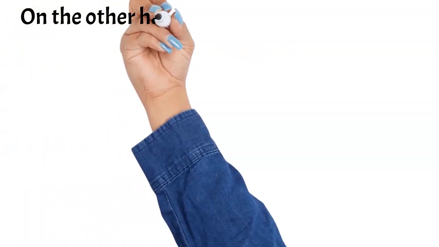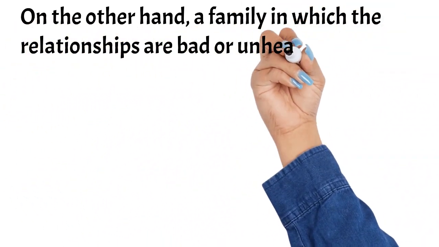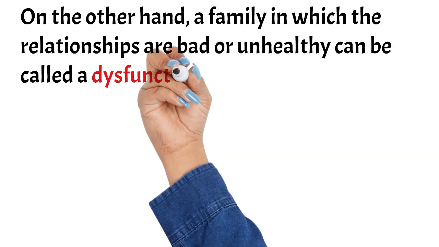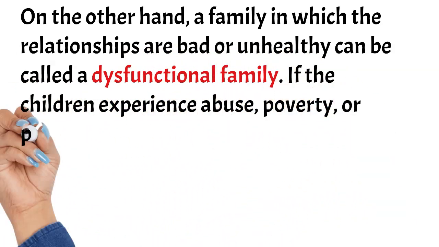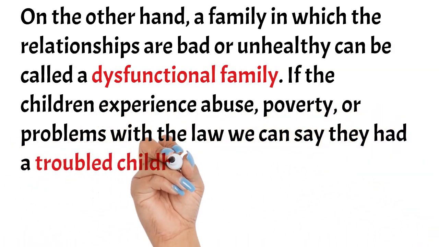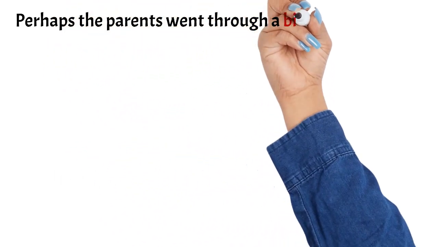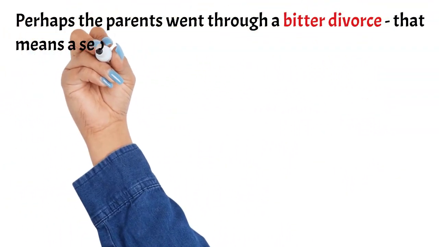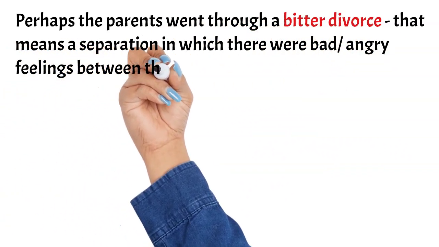On the other hand, a family in which the relationships are bad or unhealthy can be called a dysfunctional family. If the children experience abuse, poverty, or problems with the law, we can say they had a troubled childhood. Perhaps the parents went through a bitter divorce. That means a separation in which there were bad or angry feelings between the husband and wife.